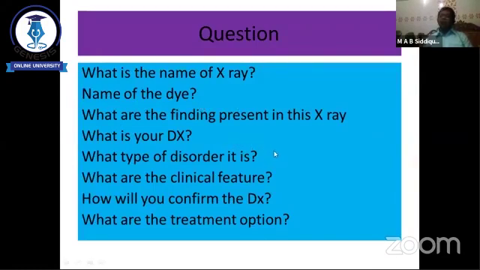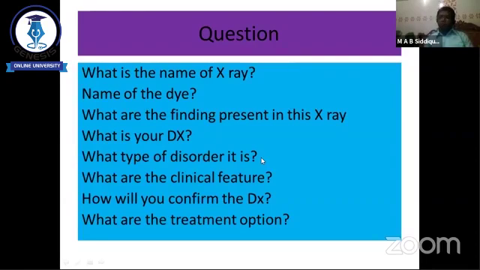What type of disorder is it? It is a motility disorder. What are the clinical features? Already mentioned. And how will you confirm the diagnosis? The barium is not the confirmatory diagnosis. The confirmatory diagnosis is esophageal manometry, to see the pressure of the esophageal sphincter. Esophageal manometry is the confirmatory diagnosis of achalasia cardia.